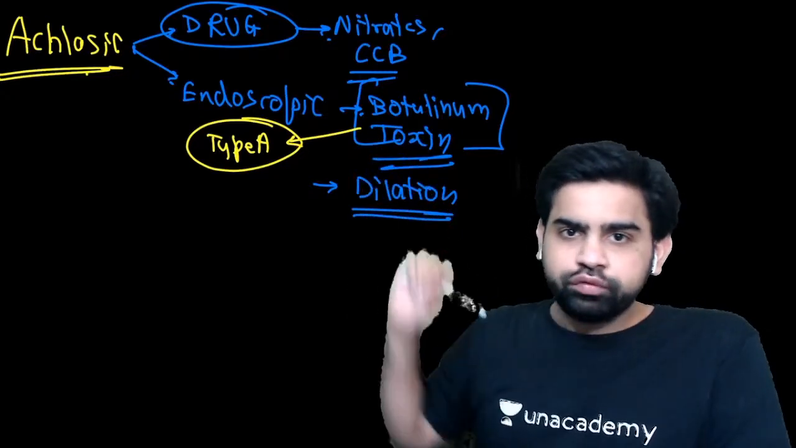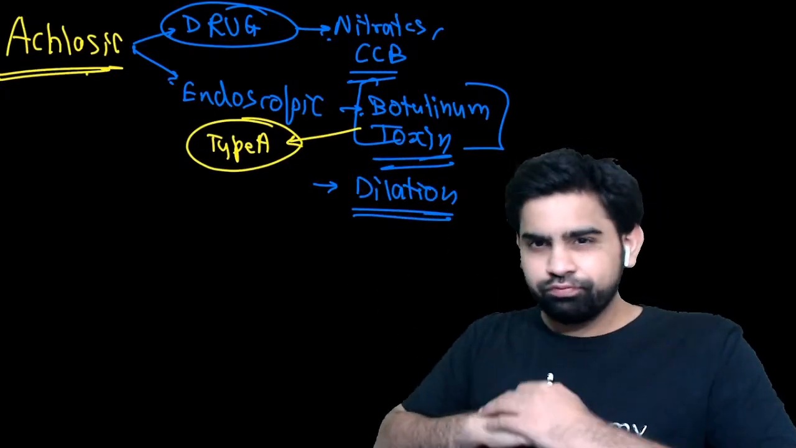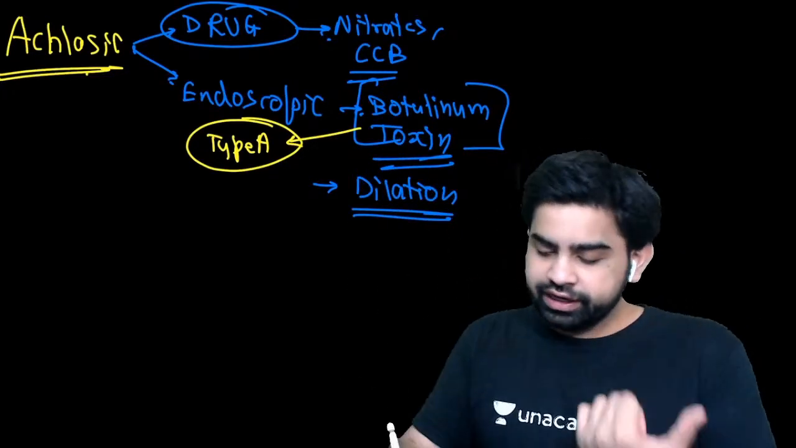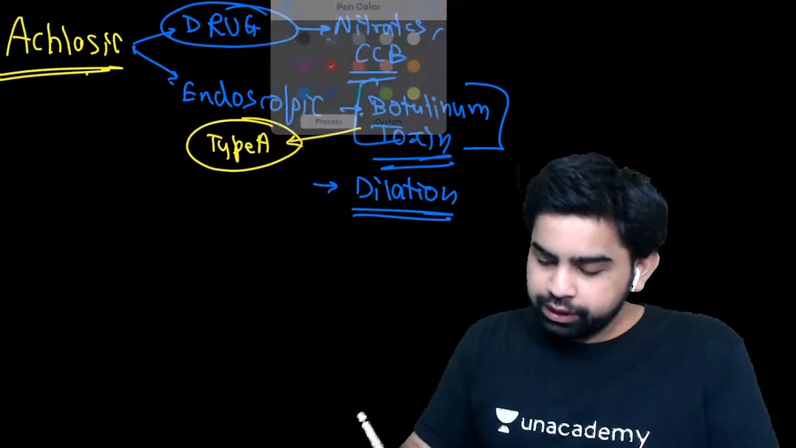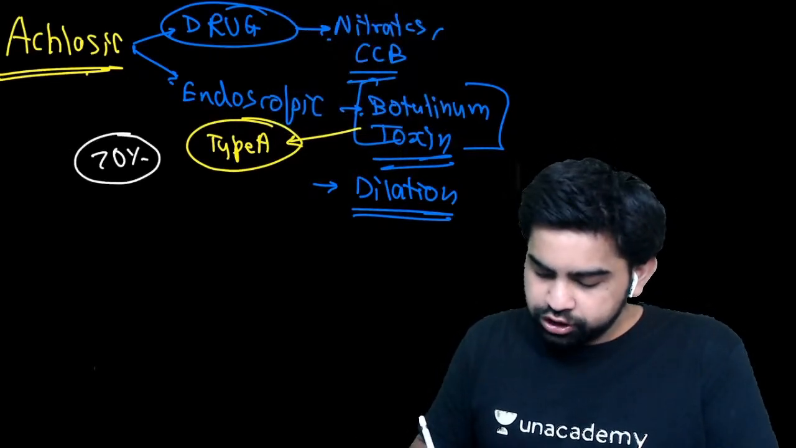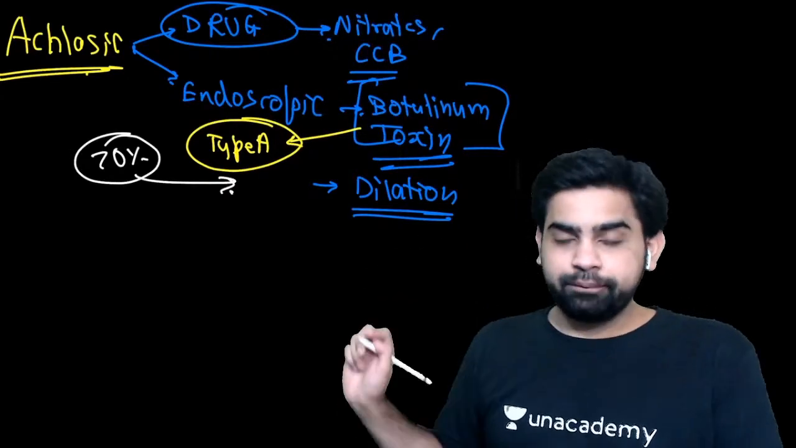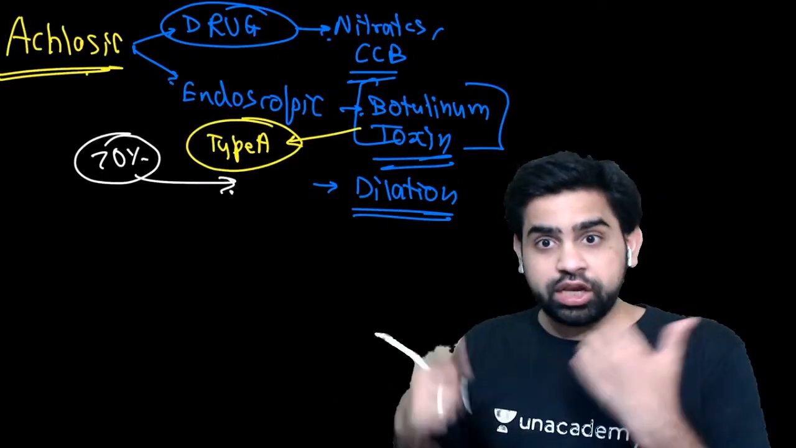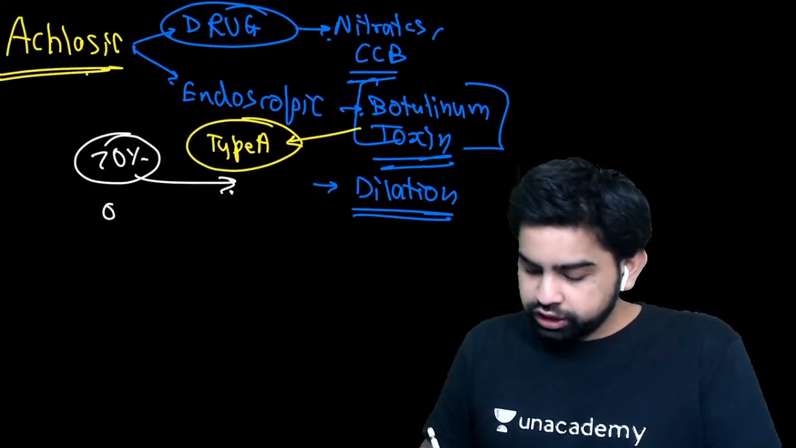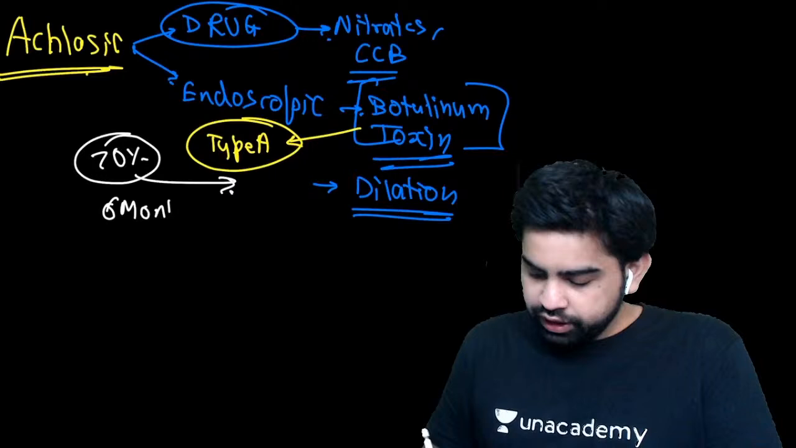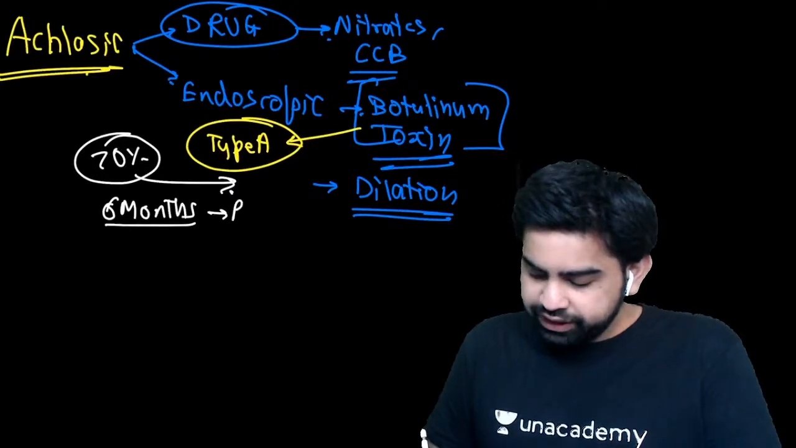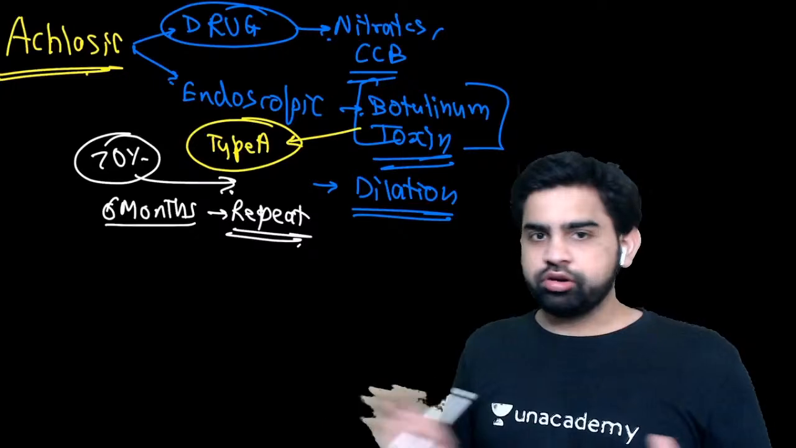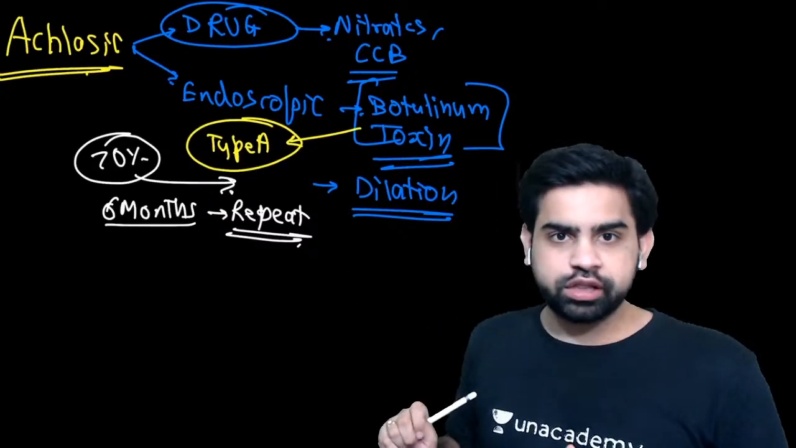What is the drawback of these endoscopic therapies? First of all, they are not that effective. They are effective only in 70% of the patients. And at the same time, we need to repeat it. After 6 months, we have to repeat this. That is why we are not that fond of an endoscopic treatment. We usually do not prefer to go in for this endoscopic therapy.